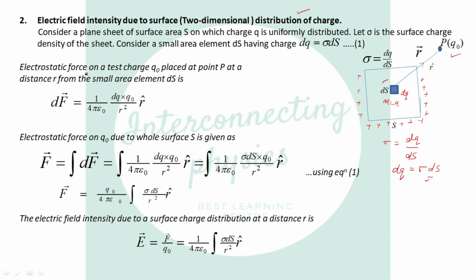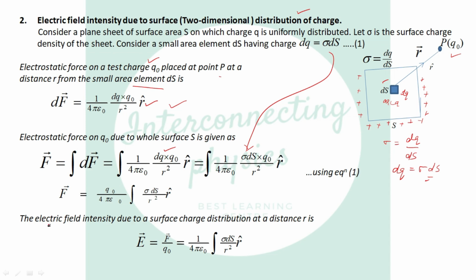Now the electrostatic force on test charge Q naught at point P due to this small area element is dF vector equal to 1 over 4 pi epsilon naught dq into Q naught divided by r square into r cap, given by Coulomb's law. Now the total electrostatic force is given by integration of dF. Substitute the value of dF and put the value of dq, that is sigma into ds. Now take the constant term outside the integration.